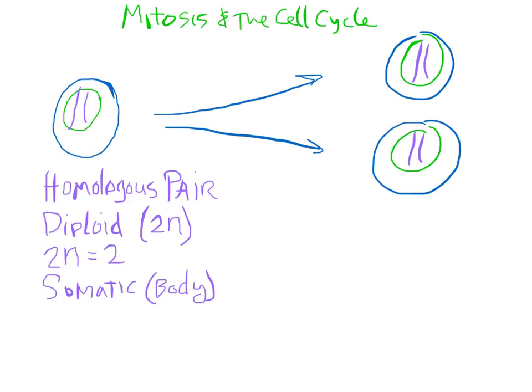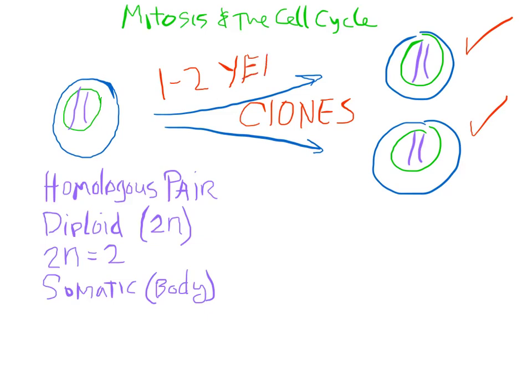Mitosis creates identical cells which we might think of as clones because they are exactly like the parent cell. For an average cell, this process might take 1 to 2 years. But some cells, such as the ones in your brain, live as long as you do.